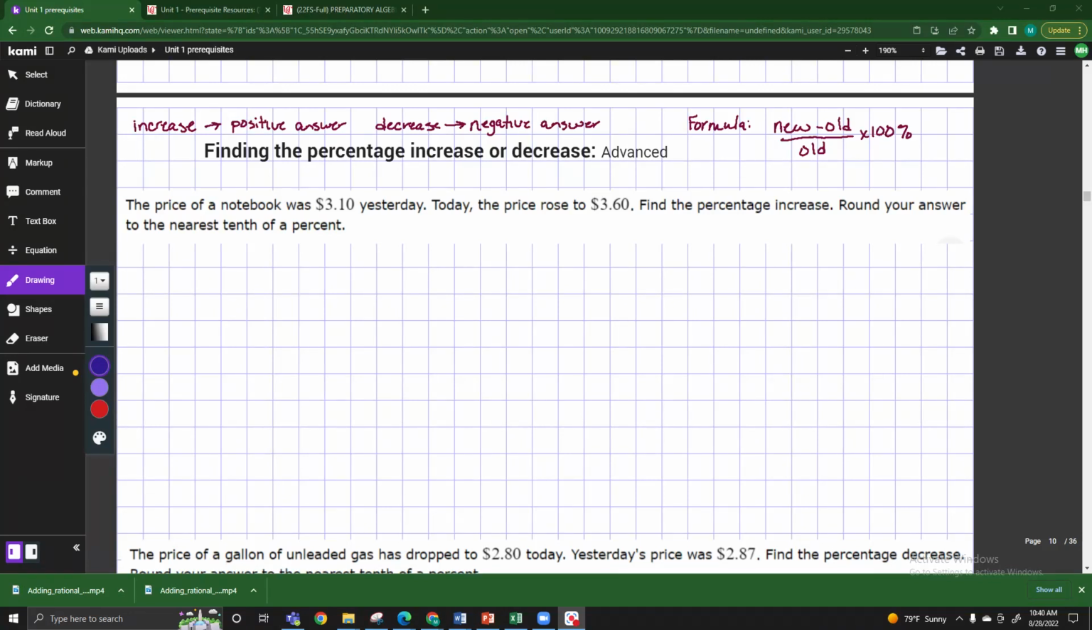So if they're saying find the percent decrease, you're not going to keep the negative. You're just going to say the percent that was changed. So just know decreases will be negative, increases will be positive, and you just need to identify what's the new, what's the old, and then do the calculations.